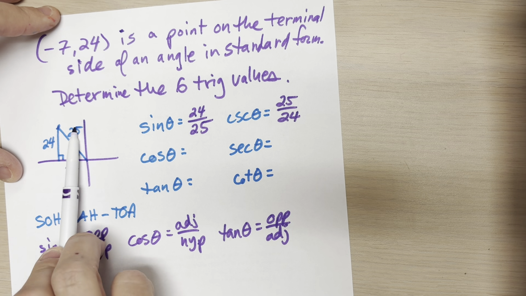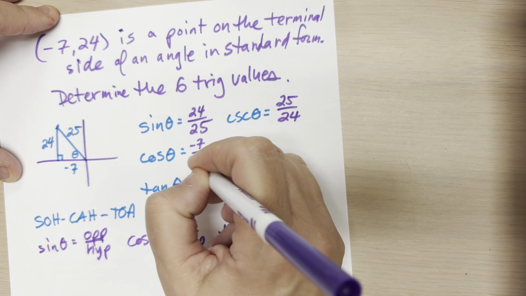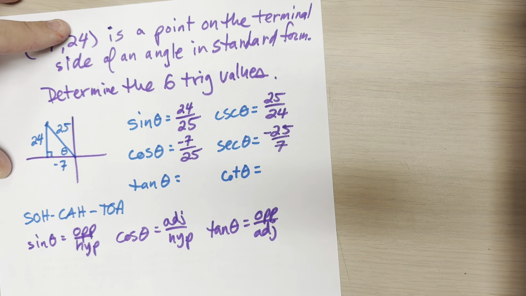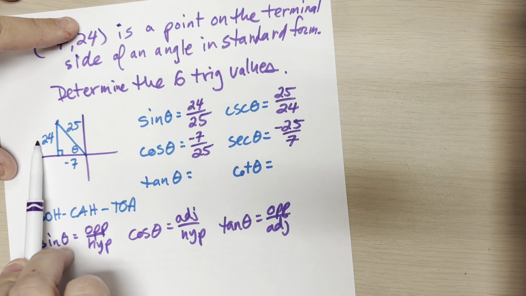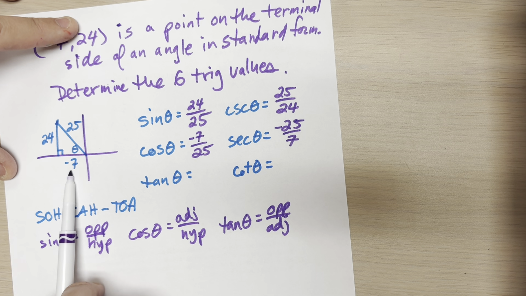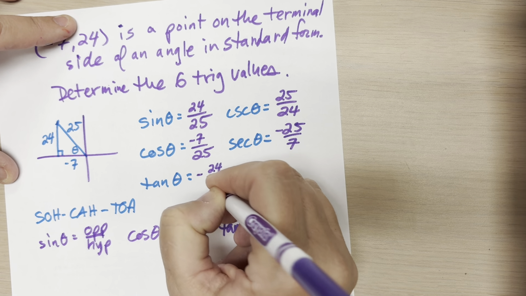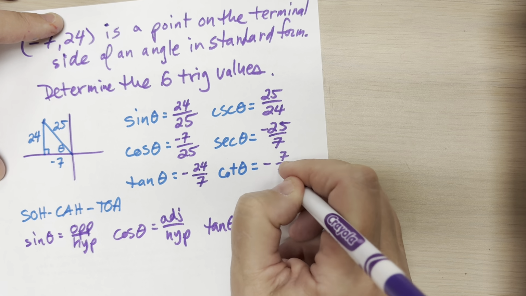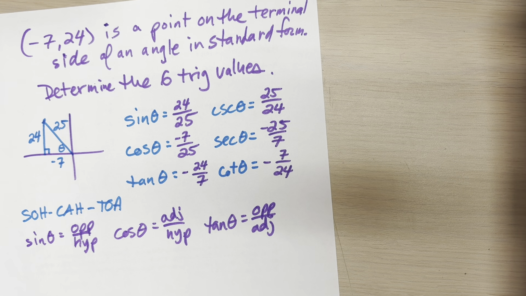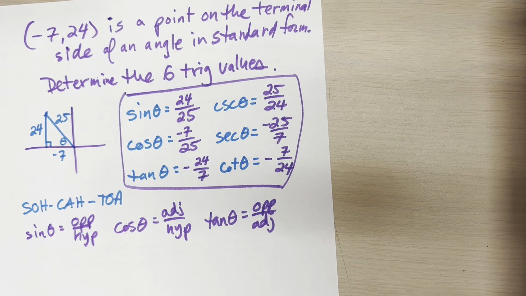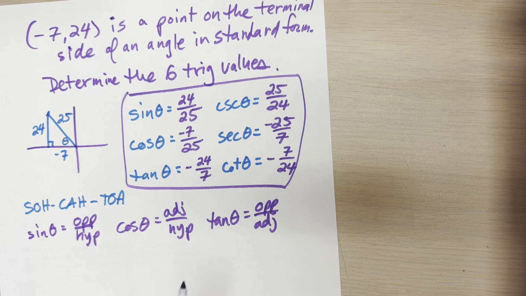Cosine is adjacent over hypotenuse, -7 over 25. Flip it for the secant, -25 over 7. Tangent is opposite over adjacent. We don't want to have a negative in the bottom of a fraction, so I'm just going to pull the negative out front, -24 over 7, and then flip it around, -7/24 for my cotangent. And that's all you have to do for those. Okay, so make your little triangle, figure out what quadrant you're in, use SOHCAHTOA to help you, and then get your ratios.